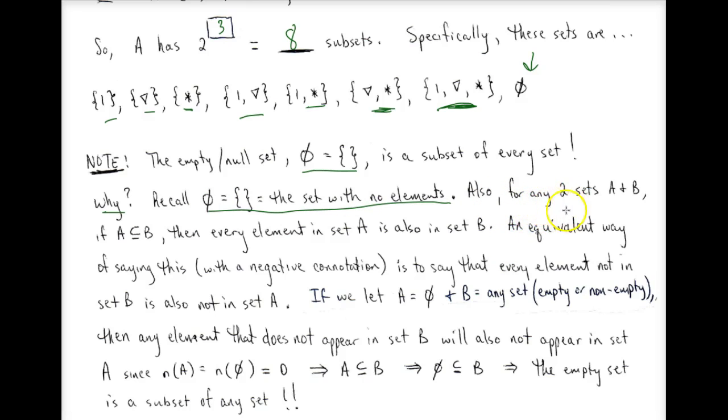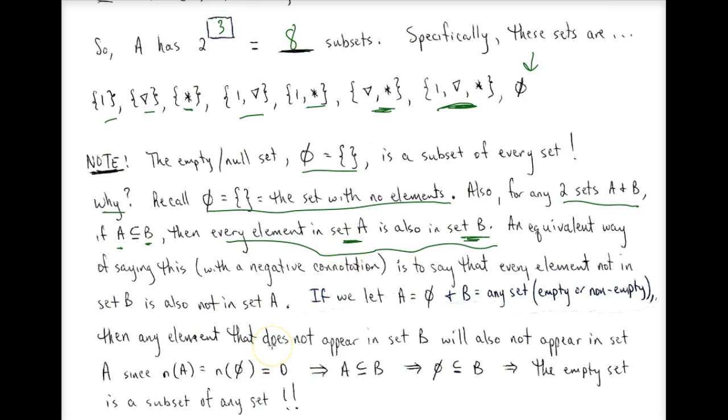So we want to recall that this actually means that it's a set with no members. And also, we want to know that for any two sets A and B, if we say that A is a subset of B, then every element that shows up in set A also has to show up in set B. Now, using that whole thing about the conditional and the contrapositive, an equivalent way of stating that if A is a subset of B, then every element in set A is also in set B, we could also say that every element not in set B is also not in set A.